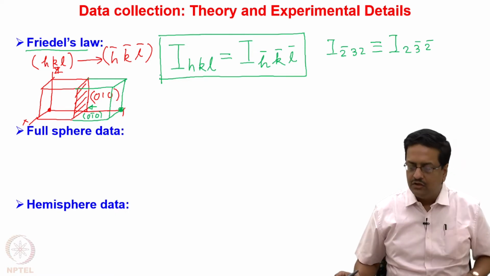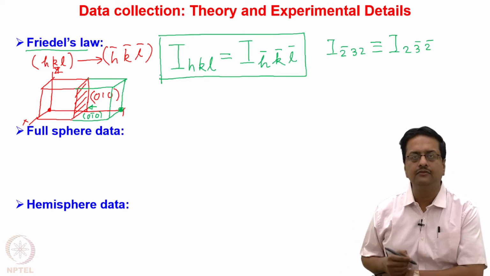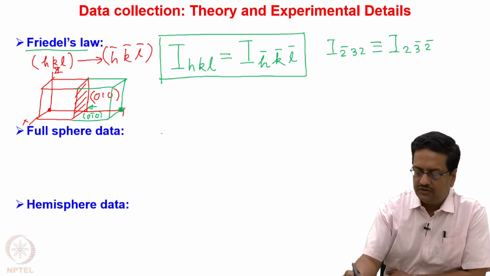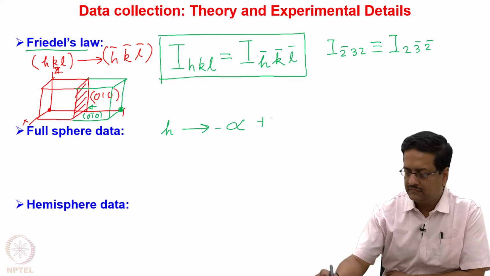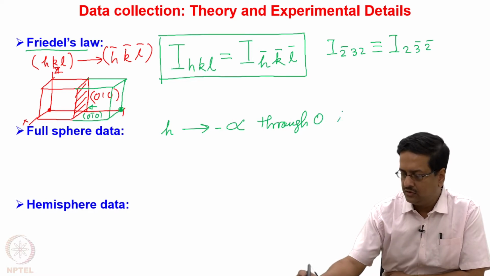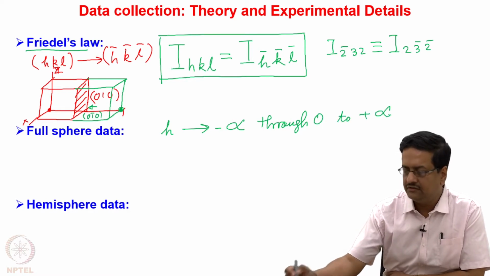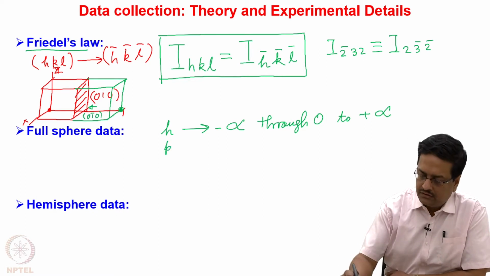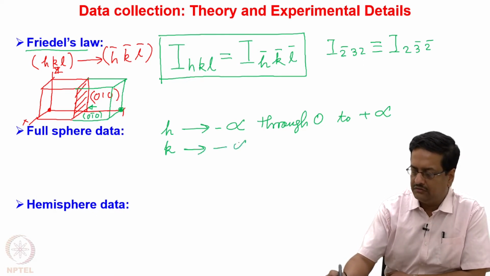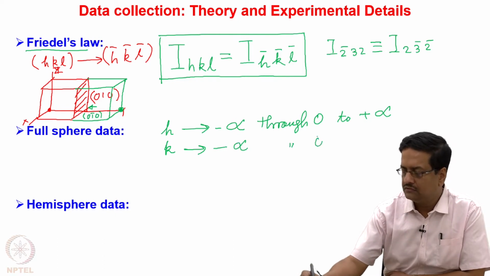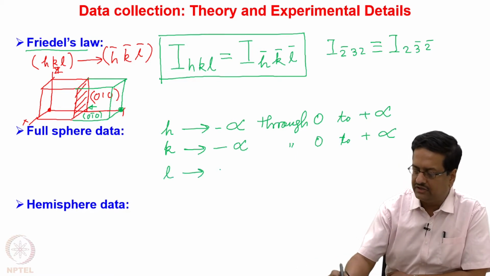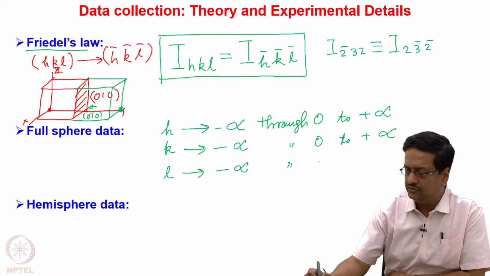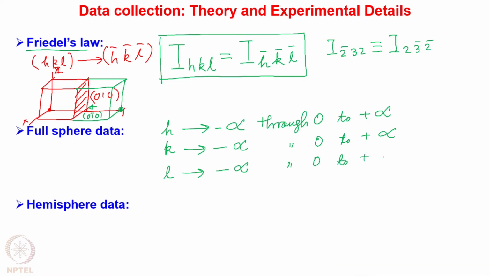So when we say that we are collecting a full sphere of data, it means that we have H ranging from minus infinity through 0 to plus infinity, K ranging from minus infinity through 0 to plus infinity, and L also ranging from minus infinity through 0 to plus infinity.